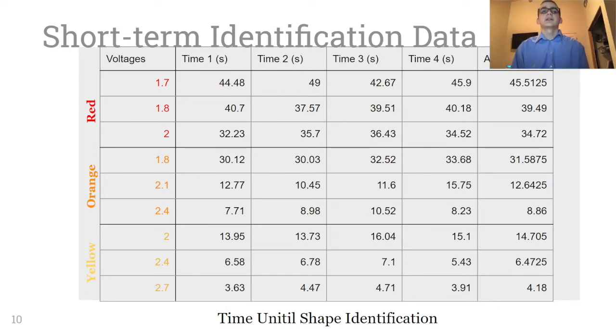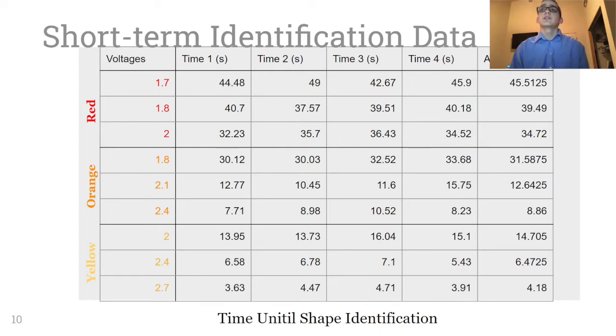Here is the data that I collected. This is the first part of it, with red, orange, and yellow respectively. As you can see, I have each of their individual voltages listed, like red from 1.7 to 2, and orange and yellow along with that. You can see the times I recorded for each one. So for instance, on 1.7 volts for red, it took about 44.48 seconds the first time I did it. Then the rightmost column, you can see the averages. This is the average of all the 4 trials that I did for each voltage of each light. So for instance, for red, it goes from around 45 to 34 seconds.